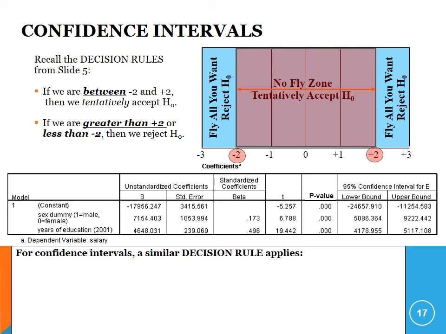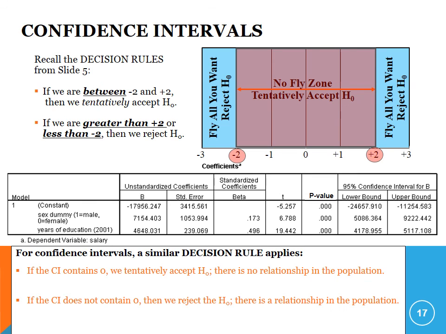For confidence intervals, a similar decision rule applies. First off, let's not forget what we just learned about confidence intervals. It's the population regression coefficient. So all the way to the left, we've got our sample regression coefficient. All the way to the right, we've got a range for our population regression coefficient. That's one thing that the confidence interval does. The second thing that it does is allow us to generalize to the population, just like the other decision rules for the t statistic and p-value.